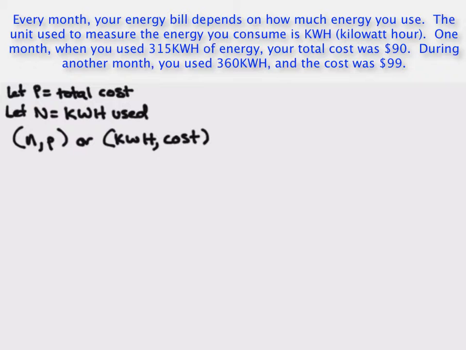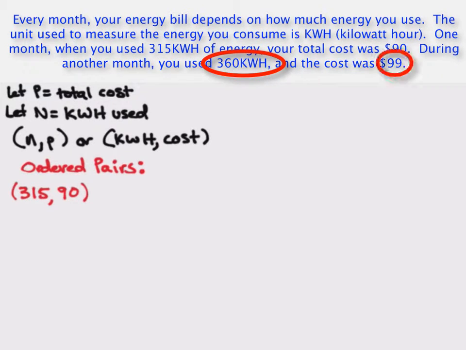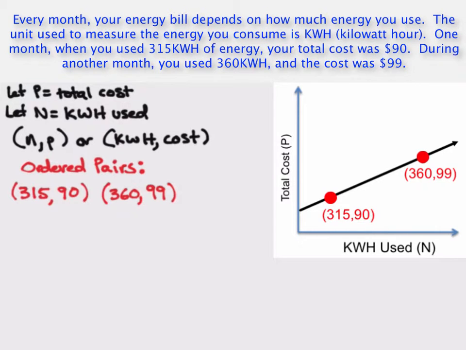Alright, and my claim is that from the information we have, we can come up with two ordered pairs about how much energy we use and how much it cost. When we used 315 kilowatt hours of energy, the cost was $90. That gives us the ordered pair (315, 90). When we used 360 kilowatt hours of energy, the cost was $99. That gives us the ordered pair (360, 99). So now that we've got two ordered pairs, that's all we need in order to find the slope for our linear equation and to create the entire equation to model this situation. Let's start by finding the slope.